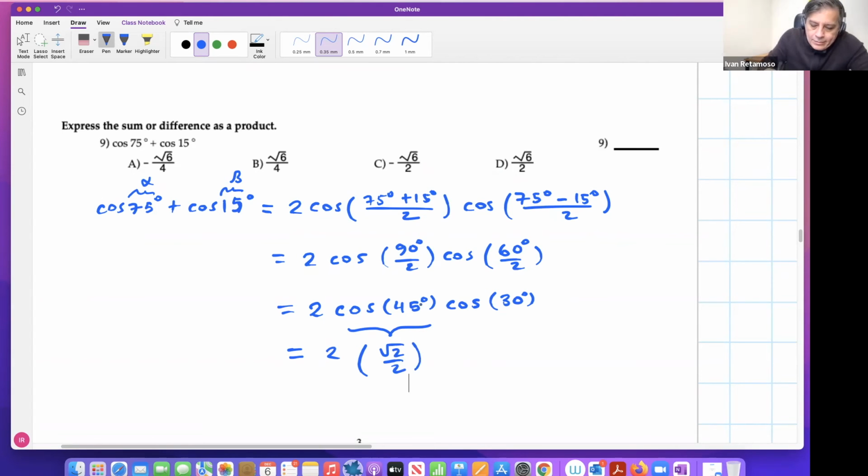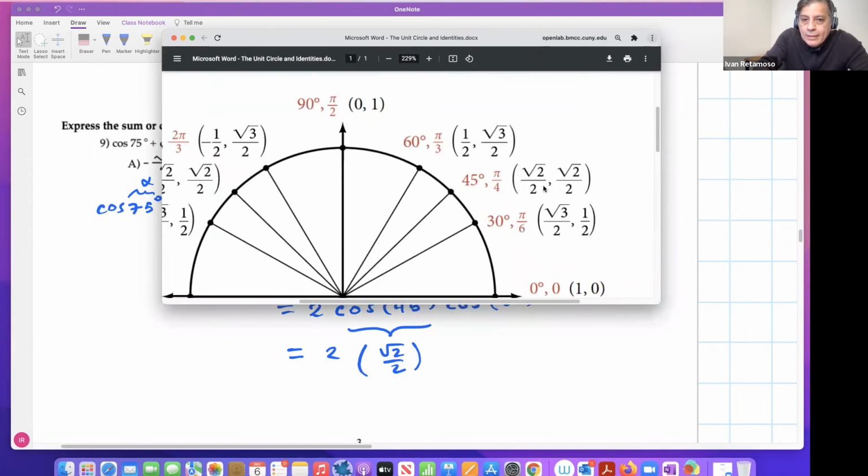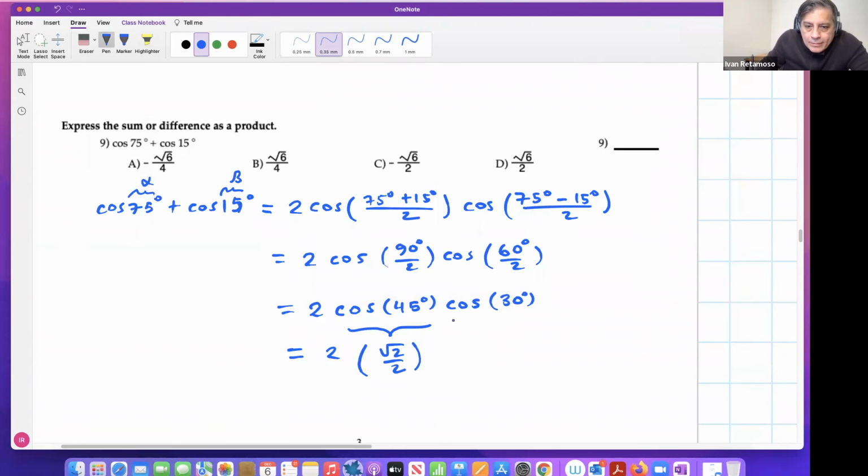I have memorized the result, but in case you're not sure, you don't remember, look always at your unit circle, you will find it there. 45 degrees, you can see. The first coordinate is cosine, the second coordinate is sine, right? Cosine of 45 degrees is indeed square root of 2 over 2. Great. Now, cosine of 30. For cosine of 30, this is cosine of 30, this is sine of 30, right? It's square root of 3 over 2. Cosine of 30, square root of 3 over 2.